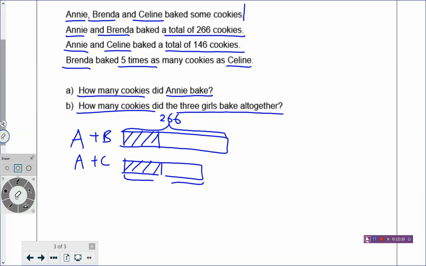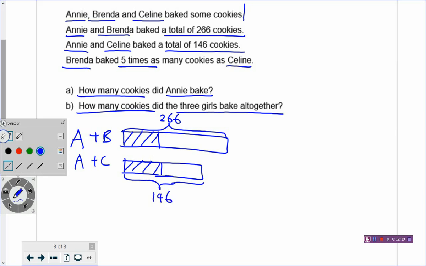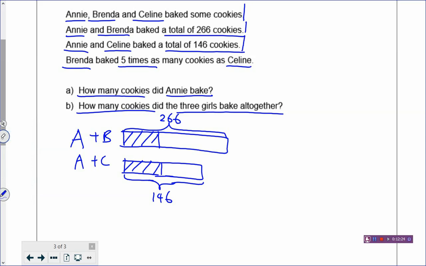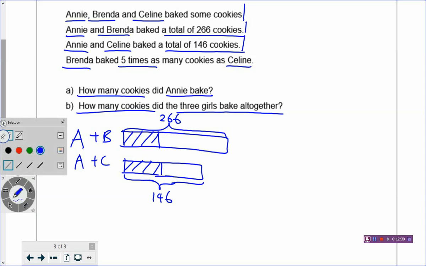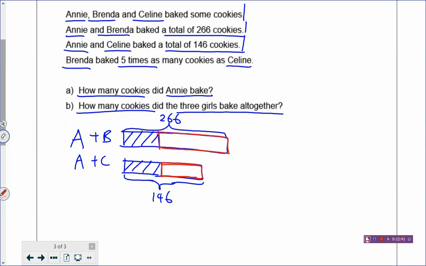Okay, let me just do some adjusting. Now these 2 persons share a total of 146 cookies. Now, we have drawn until this sentence already. Now, Brenda baked 5 times as many as Celine. So are you going to cut Brenda's rectangle into 5 boxes? And where is Brenda's rectangle, which is here? And where is Celine's rectangle, which is here? So Celine has 1 time, Brenda has 4 times. How to cut? It won't be proportional. So again, we don't cut. We just put 5 units for Brenda, and Celine will have 1 unit.